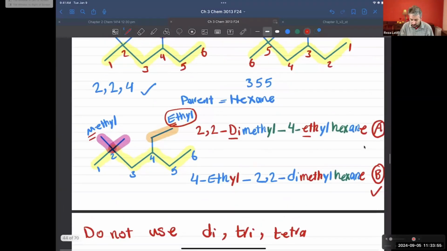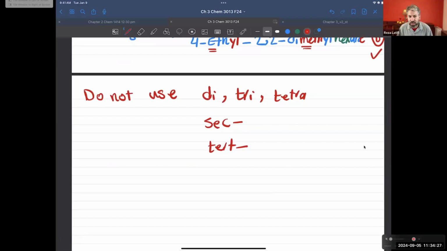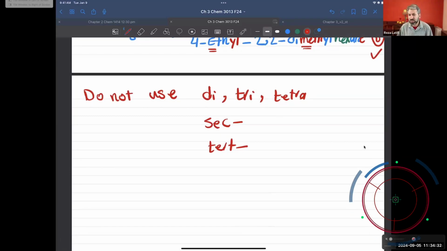In this case, we're not going to use D, and the correct answer will be based on E for ethyl and M for methyl. E will come first. So ethyl will be the first substituent you need to mention, and ethyl is sitting on the 4th carbon, and then I have 2 and 2 dimethyl hexane. So the correct answer is going to be B. And again, do not use di, tri, or tetra, secondary or tertiary to order substituents.